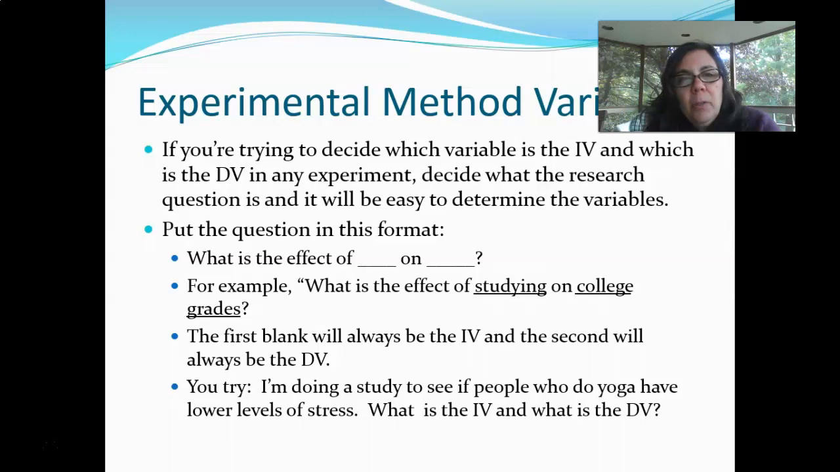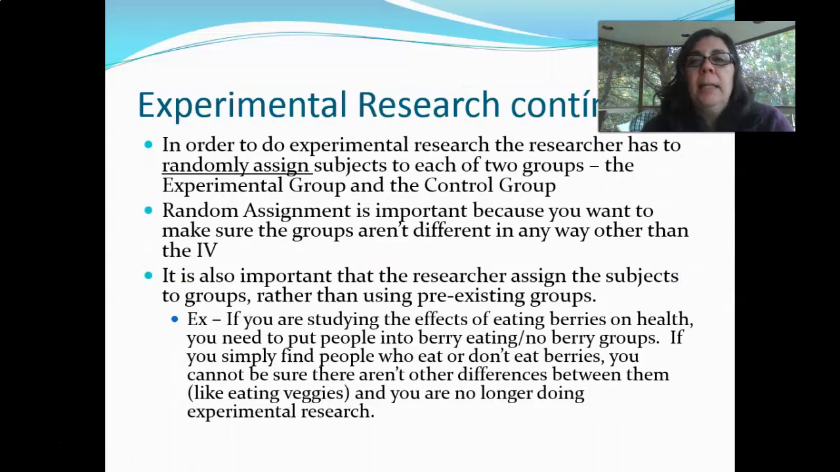So if you think about a different research question, right, I'm doing a study to see if people who do yoga have lower levels of stress, you can look at that and say, okay, what is the effect of, and then think about that for a moment, and you could pause and think about it if you want. But essentially, what is the effect of yoga on stress levels, or something like that? And then that first blank, yoga, has to be the independent variable, and the second blank, stress, has to be the dependent variable. Okay, you guys will have some practice with this in your small groups. But that is kind of your first step with that.